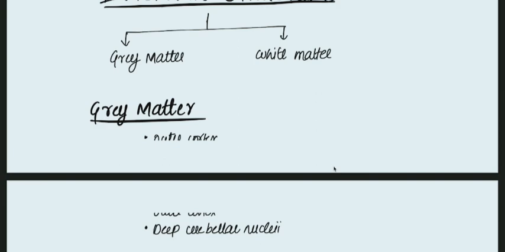Coming to the internal structure of cerebellum. The internal structure of cerebellum can be broadly divided into grey matter as well as white matter. The grey matter consists of the cell bodies, whereas the white matter consists of the dendrites and the axons of the neurons. The grey matter is again divided into the outer cortex of the cerebellum and deep cerebellar nuclei, which are embedded in the white matter.